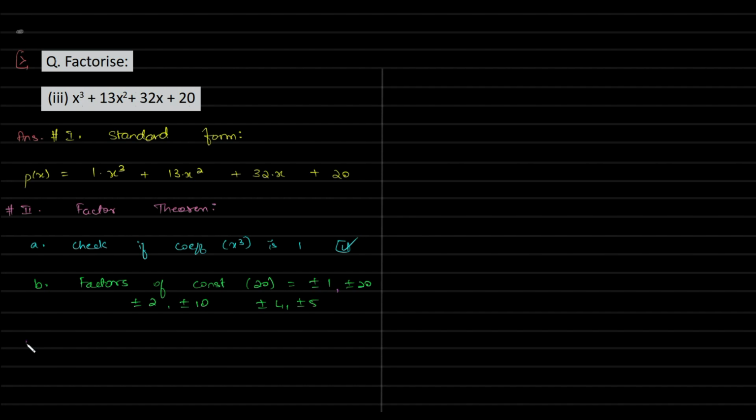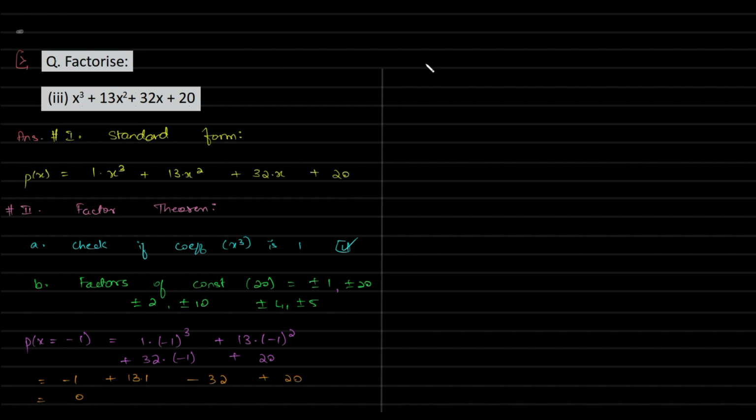So let's pick up minus 1. Again, if you don't get the remainder as 0, that's okay. That's why this is called trial and error, right? You're just trying. So minus 1 cubed, plus 13 into minus 1 the whole square, plus 32 into minus 1, plus 20. So this is minus 1, this is 13 into 1, this is minus 32, and we have 20. So yes, we got a 0, since 33 minus 33 is 0, right?